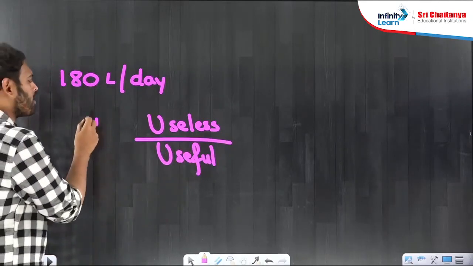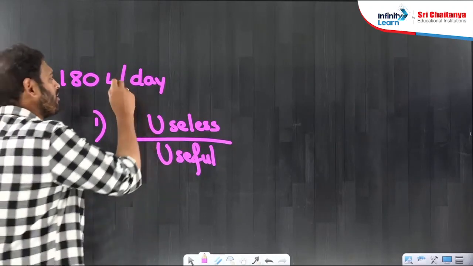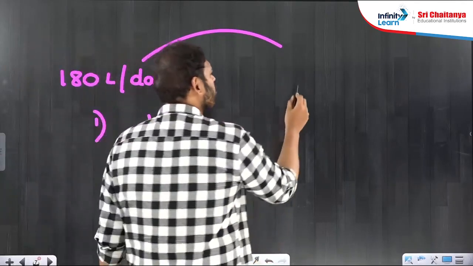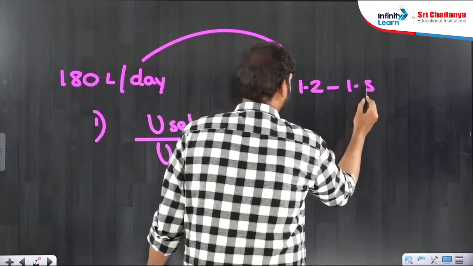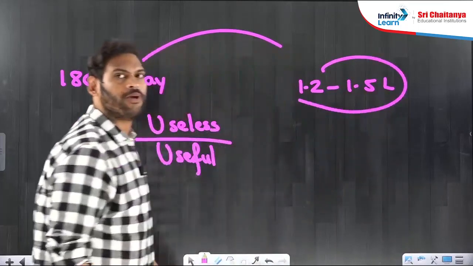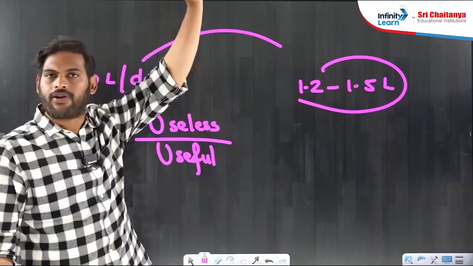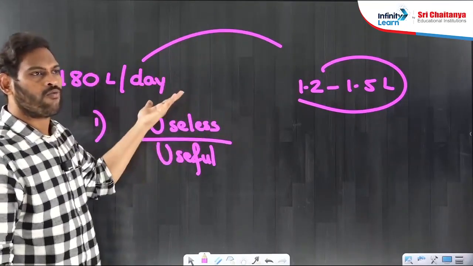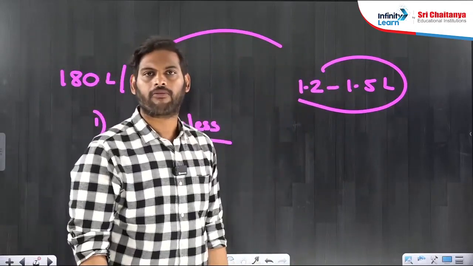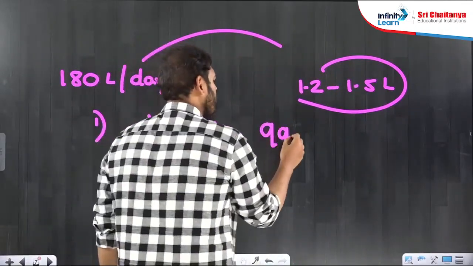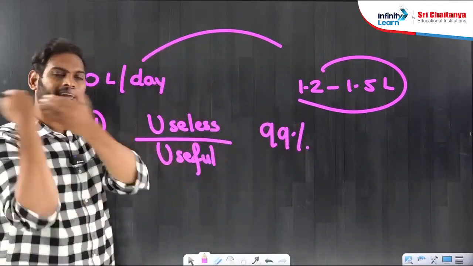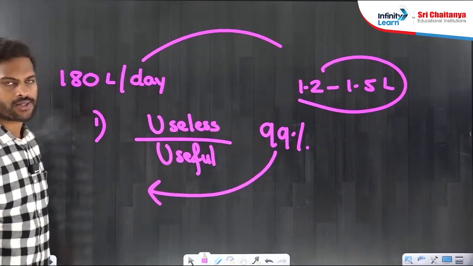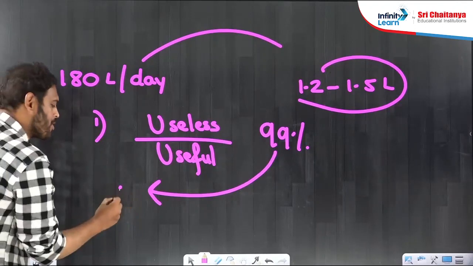But how to rectify this mistake? We know that even if you got 100 liters of filtrate, how much urine are we excreting every day? 1.2 to 1.5 liters. Which means 99% of filtrate was not getting excreted or urinated. We're only excreting 1.5 liters of urine per day. Which means almost 99% of filtrate will be taken back into the body. What do you call this? Reabsorption.